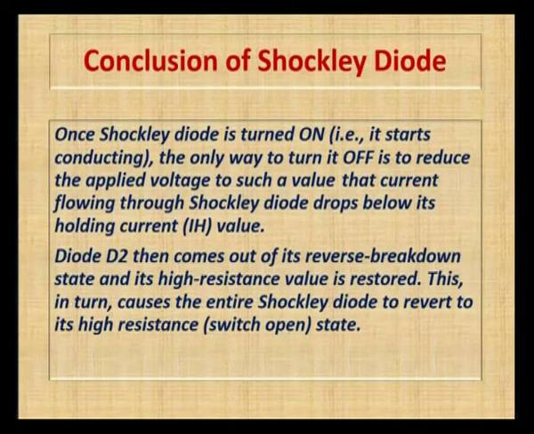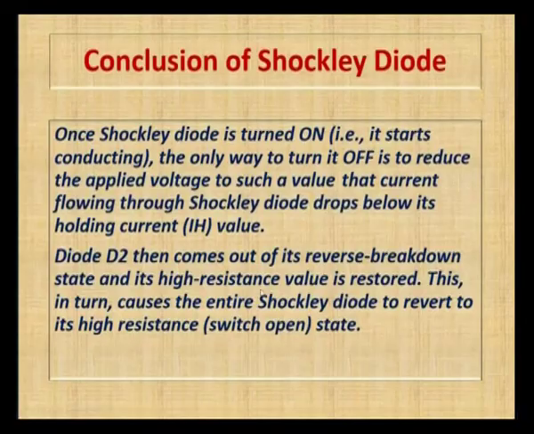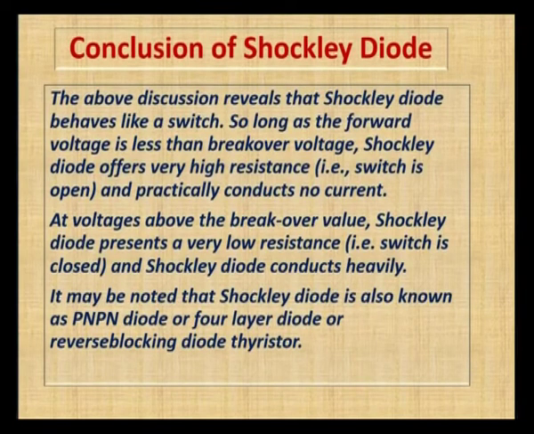And one more thing: when the Shockley diode is turned on, the only way to turn it off is to reduce the supply voltage to such a value that the current flowing through the Shockley diode is reduced. This is the only way to turn off the Shockley diode. Diode D2 then comes out of its reverse breakdown state and again reaches its high resistance. So, when we reduce the value of the applied voltage, we can put D2 in the reverse bias condition and again it reaches high resistance. So, it comes back from the turn on condition to the turn off condition. This is the only way to switch off the Shockley diode.